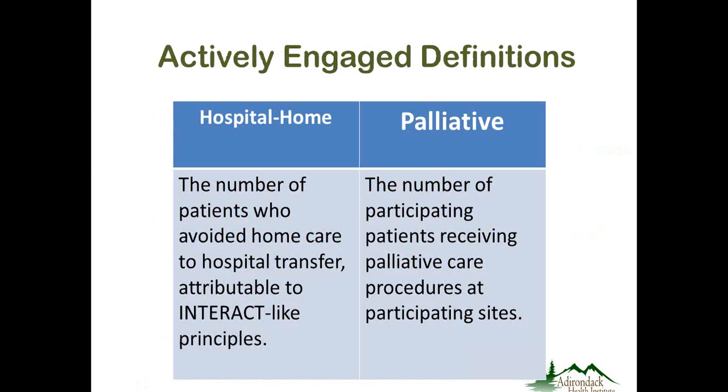So before we look at the template, just a few more pieces of information to help you understand the task. On the template, you're projecting the number of actively engaged patients by quarter. The definitions for actively engaged are specific to each project. So for the hospital to home project, actively engaged is defined as the number of patients who avoided home care to hospital transfer attributable to Interact-like principles. You may be wondering how we're going to measure that, and I am too.